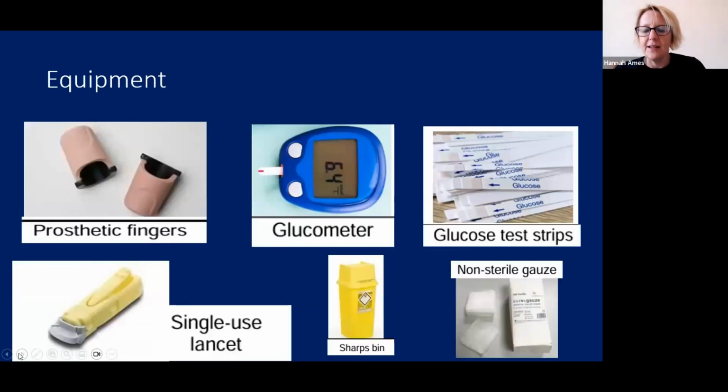So going back to your OSCE, you're going to have your glucometer, your glucose test strips. You'll need some non-sterile gauze to place over the finger. Remember, you're going to have a sharp, so you'll need your sharps bin. You'll need your single-use lancet, okay? And in the exam, you're obviously not taking a real blood sample. You're going to demonstrate taking the blood sample through the mannequin or the prosthetic finger, and then you'll have some blood in a little bottle or sample pot to put directly onto your test strip to get your reading.